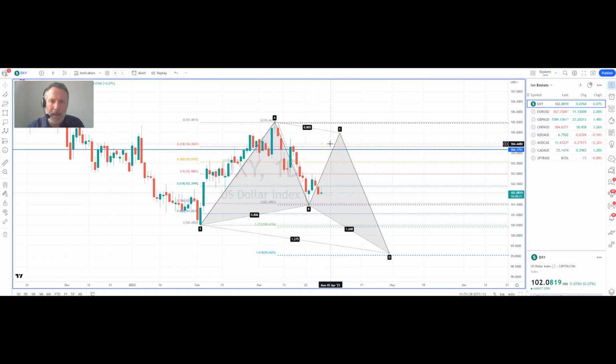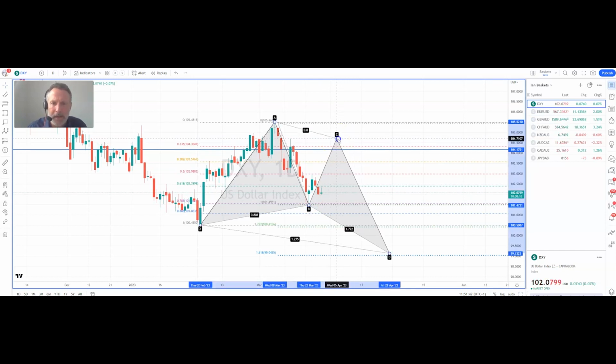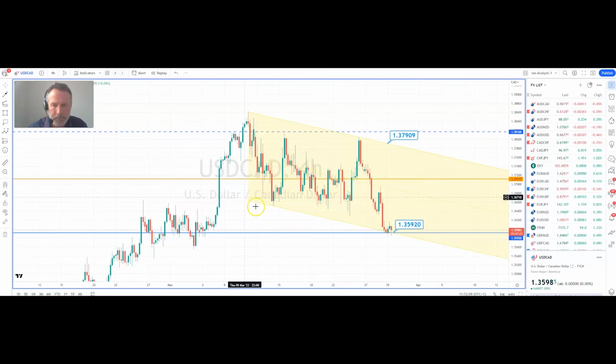This could form a pattern known as a butterfly, and that gives the dollar index an upward bias. Now it is pretty hard to predict this leg because the BC leg can retrace just 38.2% of the AB leg, or it can retrace up to 88.6% of the AB leg. But what it does do, it does give us a mild upward bias in the US dollar, and I'm going to reflect that bias back onto the US dollar against the Canadian dollar. Let's go and have a look at that major currency pair.